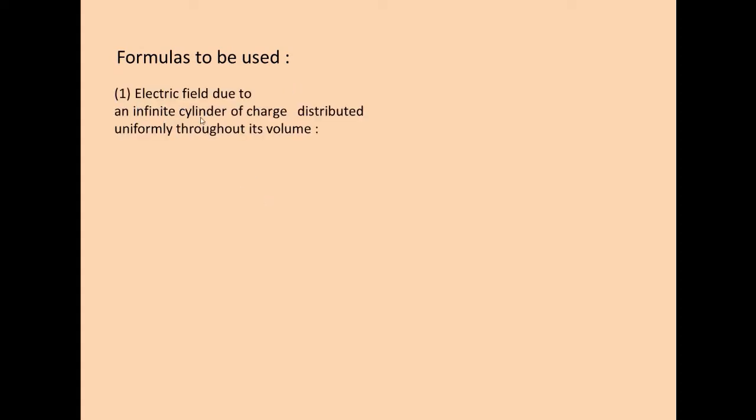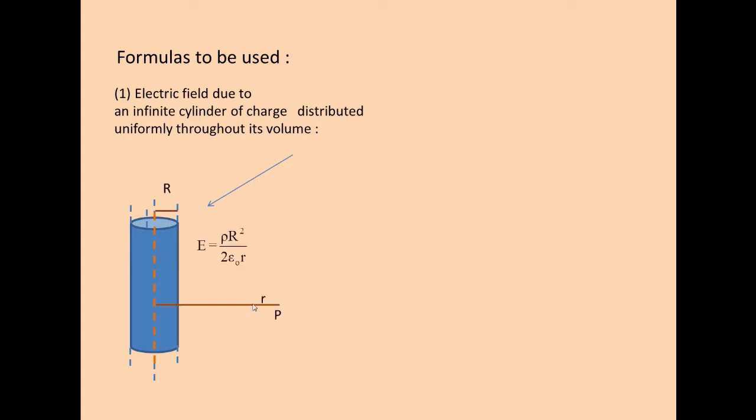So for this you should know some basic formulas. What are they? Electric field due to an infinite cylinder of charge distributed uniformly throughout its volume. Okay. So for that, what is the formula? This is the infinite cylinder, say radius r, point P at a distance small r. Then the electric field is given by rho r squared by 2 epsilon naught r.